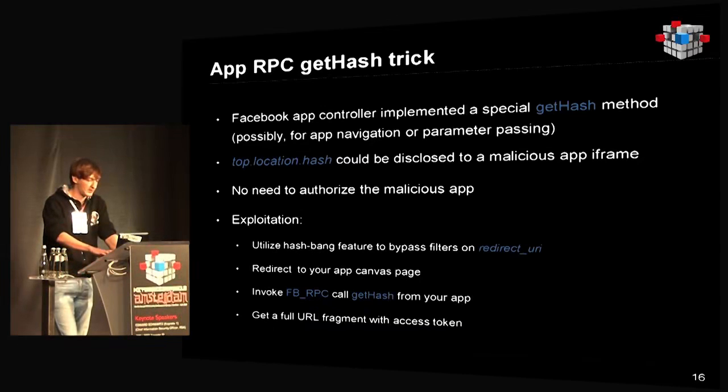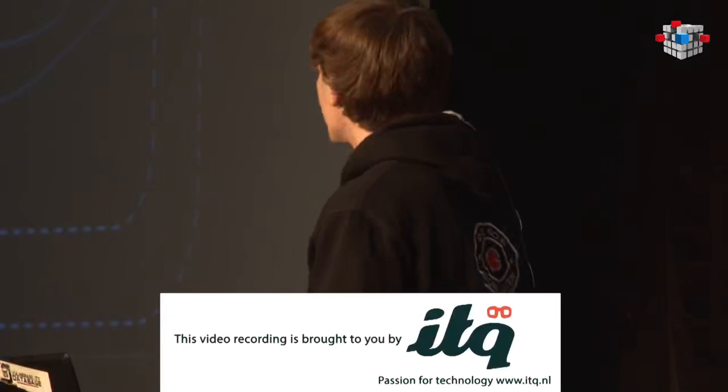So I think the getHash method was used for passing parameters to the application or for navigation purposes inside the application. I don't know, I think it was a legacy method. It was removed right after I reported this bug, so nobody used it. So I'll give a few seconds to understand how this flow worked.